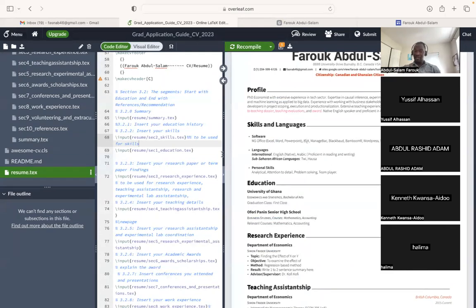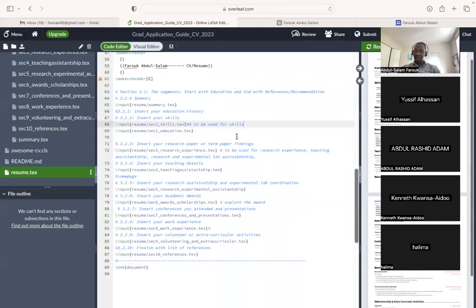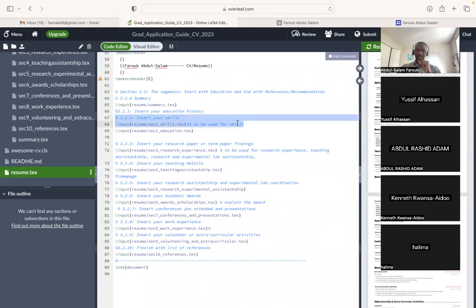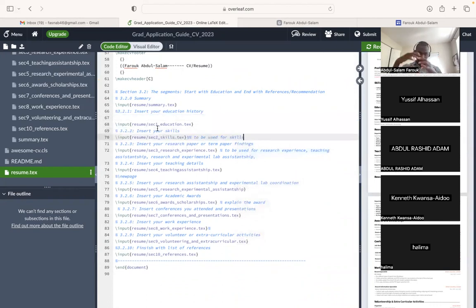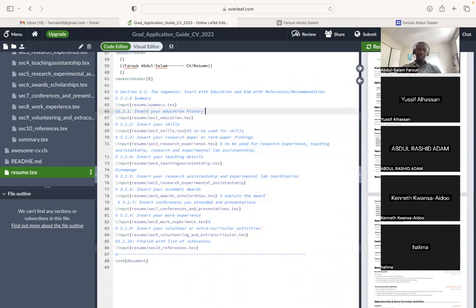Keep in mind that I've been very careful here to label each and every section. The skill set is 3.2.2, and the education is 3.2.1. That is to say, education is first, then comes the skill set. Let me know if you have any question on that. So you do that till the very last end and you are safe.